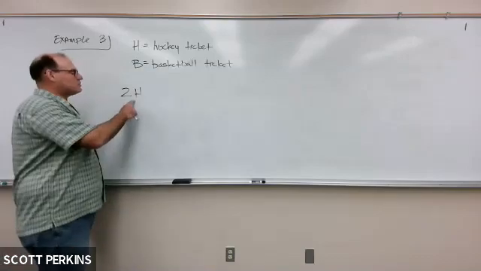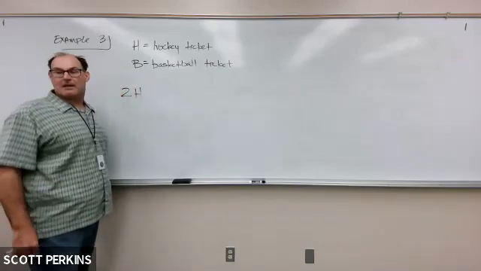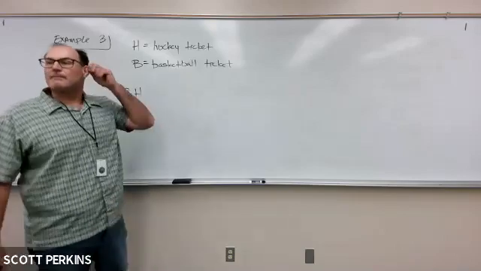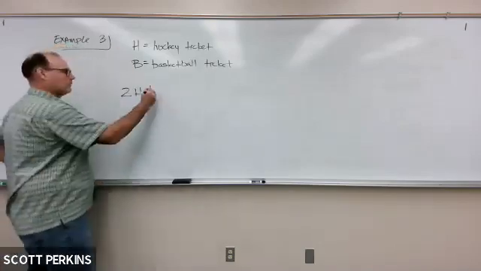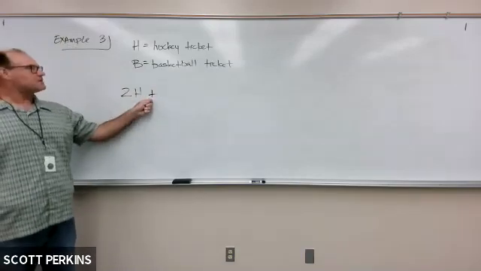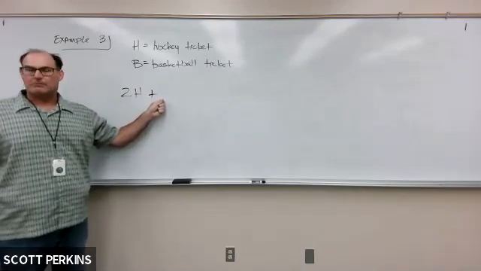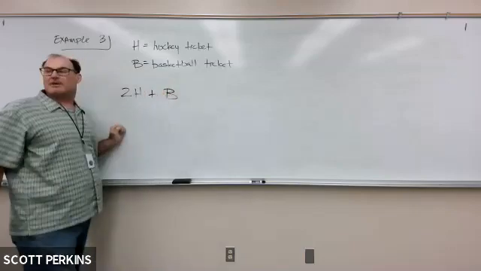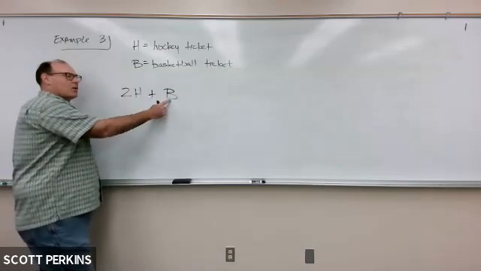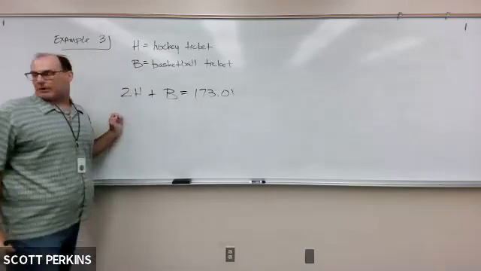What am I going to do with my 2 hockey tickets? The amount of money I spent on that, and then in a minute we're going to do our basketball ticket, the amount of money. What operation am I going to use to join these 2 things together? We're going to add them. Yes. So 2 hockey tickets plus 1 basketball ticket. So what's my next term? You can put a 1 in front of the B if you want to remind yourself. That's great. 2 hockey tickets plus 1 basketball ticket costs $173.01.